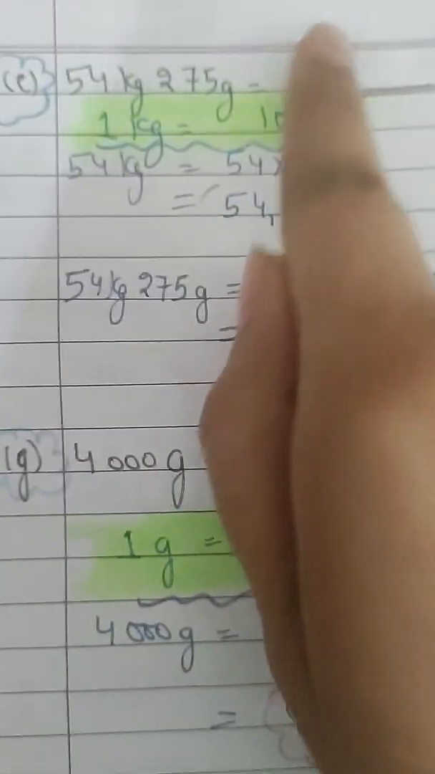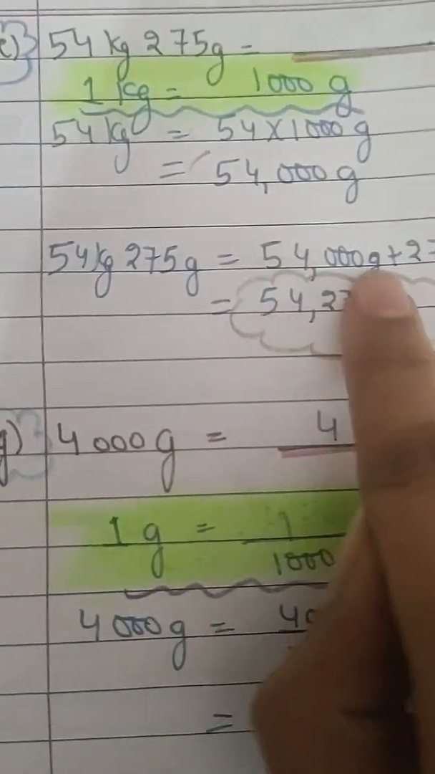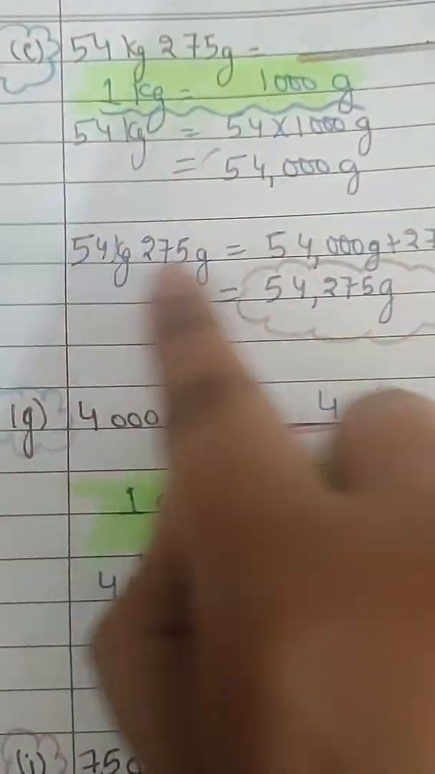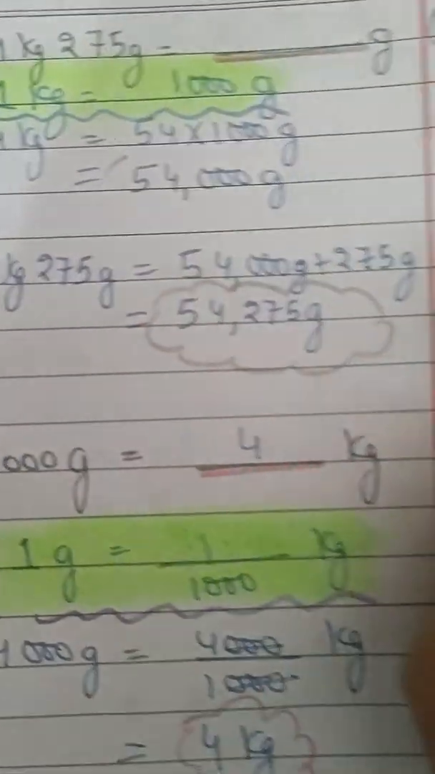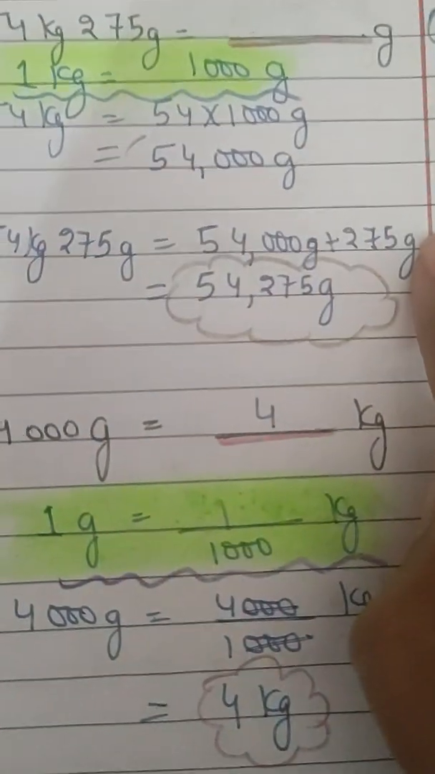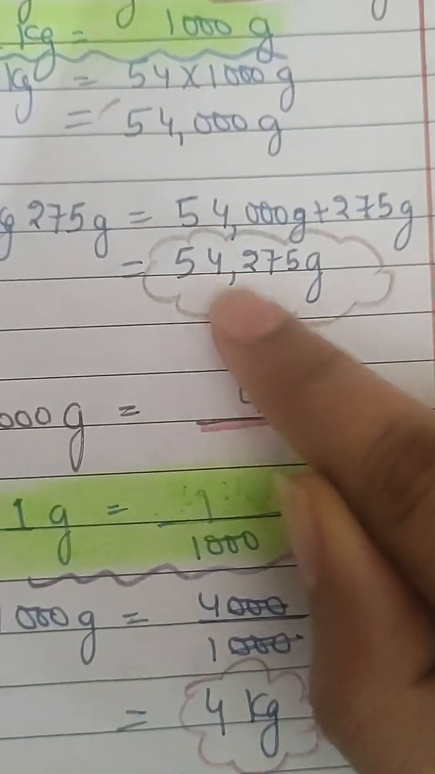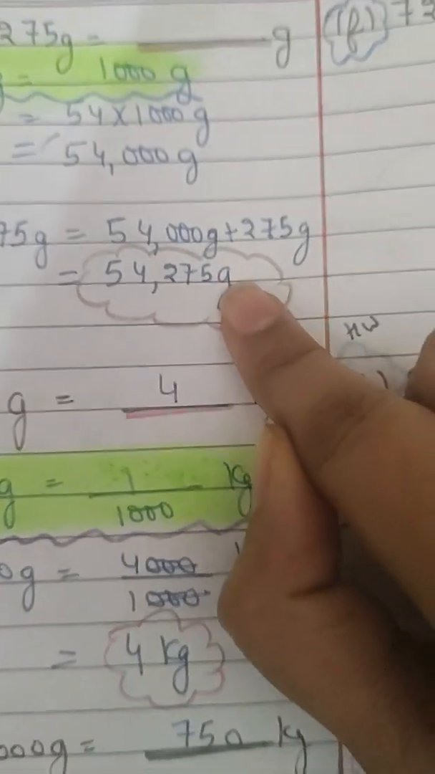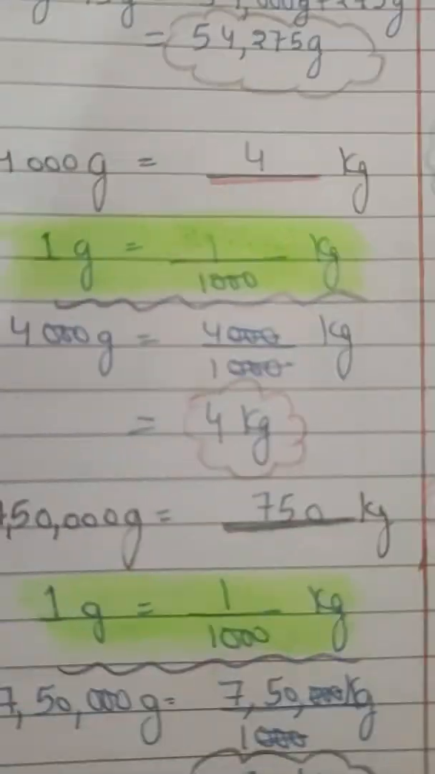Now again you will write the question, 54 kg 275 grams, 54,000 plus this 275 will come here. This 54,000 comes from here and 275 you have written from here. So when you add these two numbers, you will get the answer 54,275 grams. So bigger to smaller we have changed. This one is also the same type of question. I hope you will be able to do it.